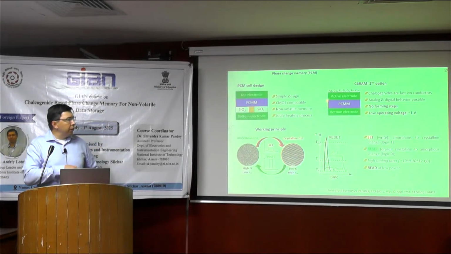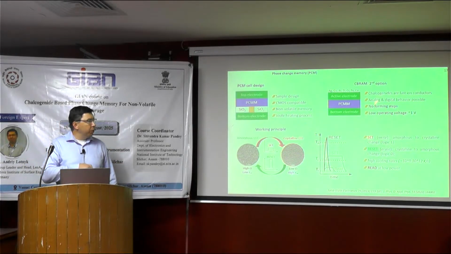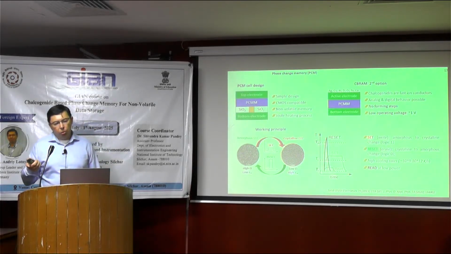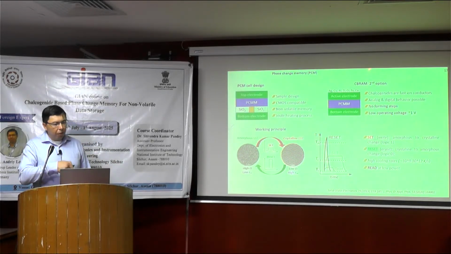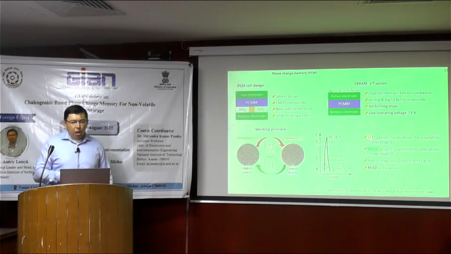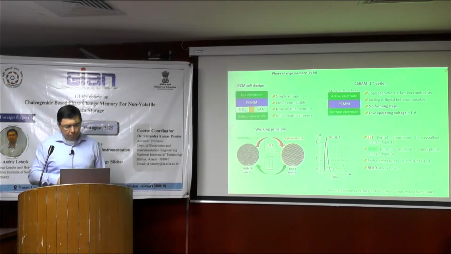The advantage of this device compared to other CBRAMs is that here you don't need a forming step, so you don't need to apply a high voltage to form the filaments. The conductive paths are already there, and it operates at low voltage, so you can save some energy.